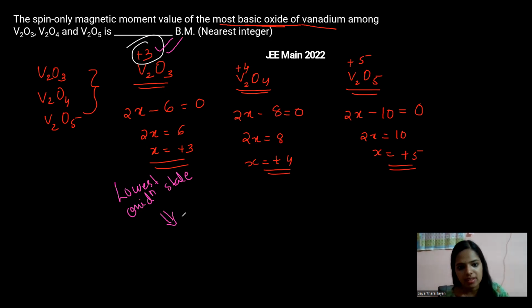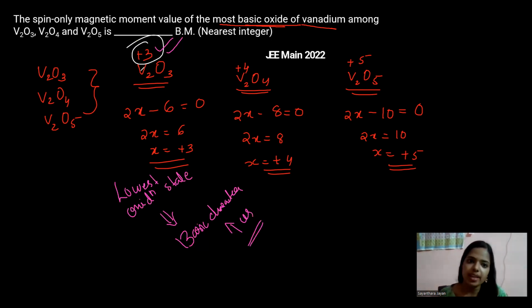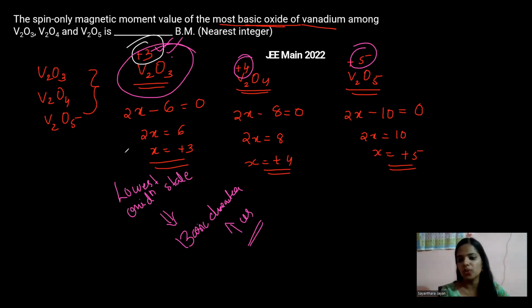More basic character, or basicity. Here it is plus 3, here it is plus 4, here it is plus 5. So the most basic oxide is the oxide having the lowest oxidation state, that is plus 3. So you have to calculate the spin only magnetic moment value of V2O3, that is asked in the question.